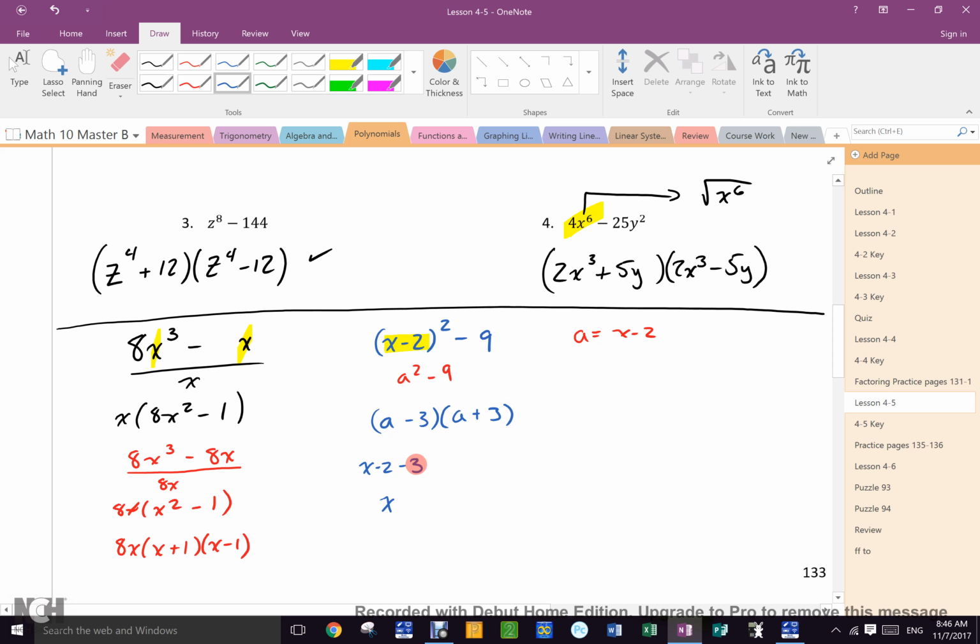X minus 2 minus 3 is x minus 5. And what's that? X minus 2 plus 3. What's that? X plus 1. There's nothing fancy about it. Everybody good?